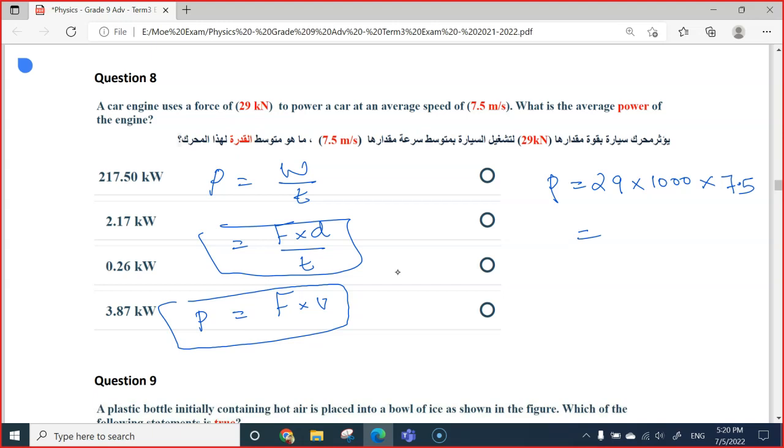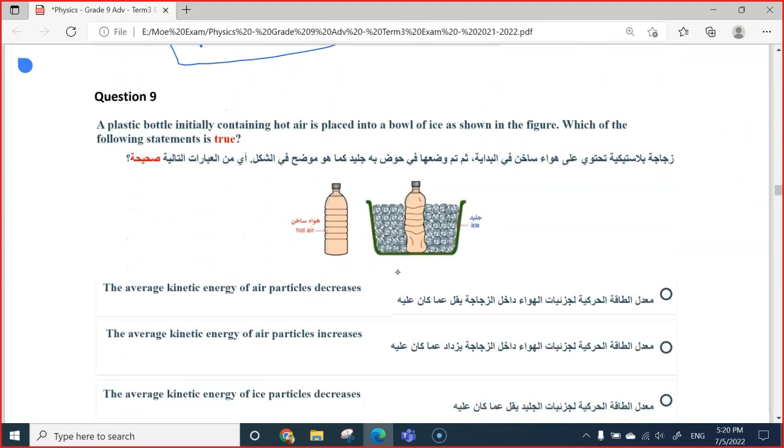Multiplied by 7.5, that is 217.5 kilowatts. 217.5 kilowatts is the answer.